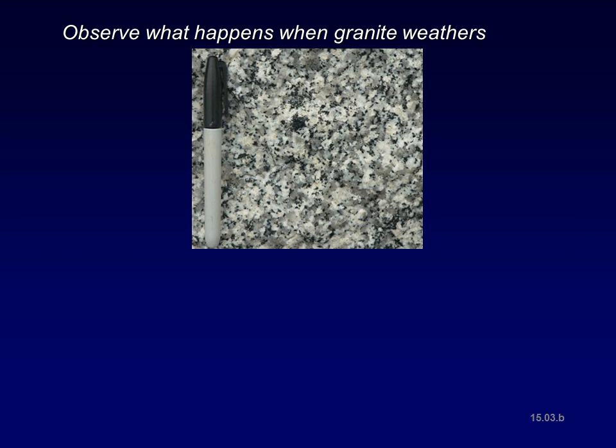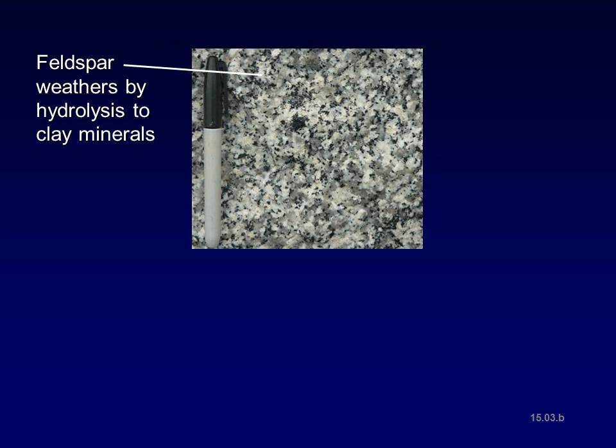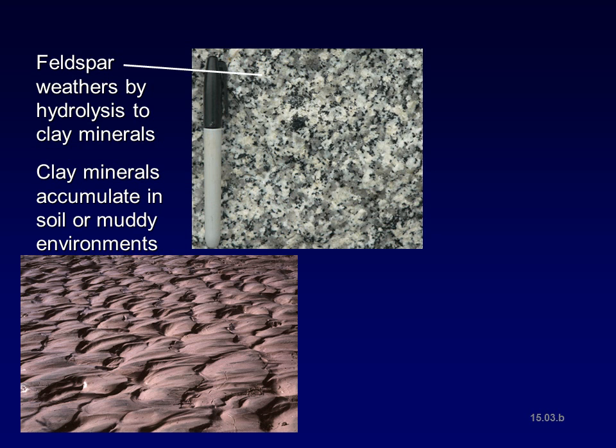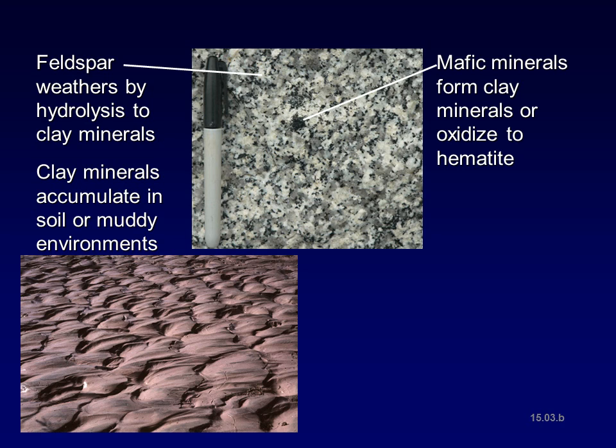So what happens when granite weathers? We just said that it weathers at different rates and has different products. So the feldspar weathers by hydrolysis into clay minerals. Those clay minerals can accumulate in soil or muddy environments, so you get these very fine clays deposited.